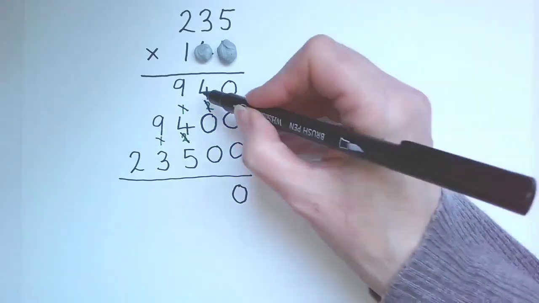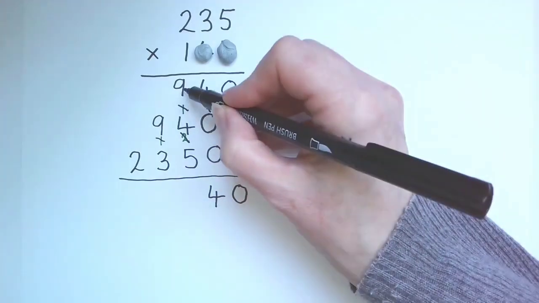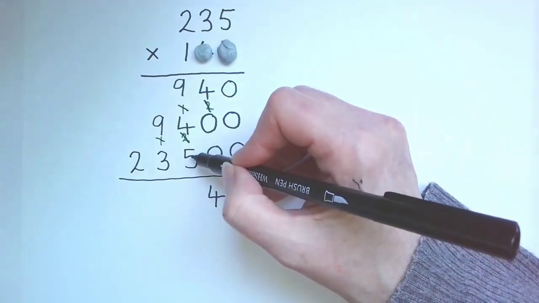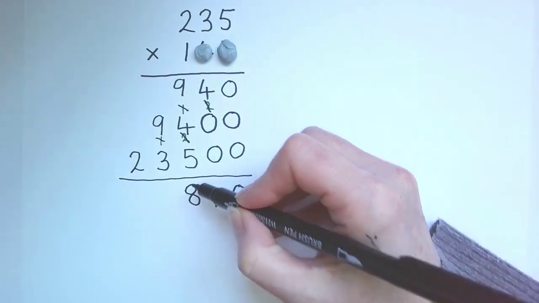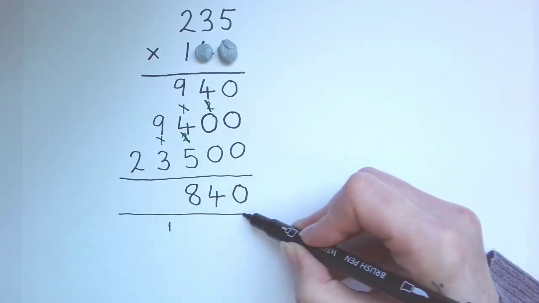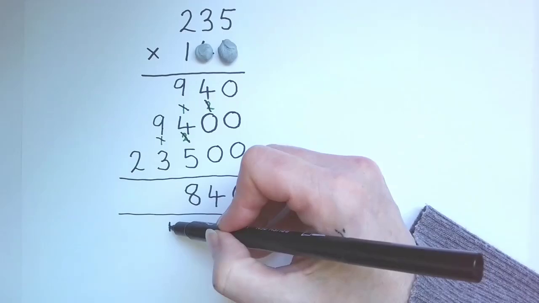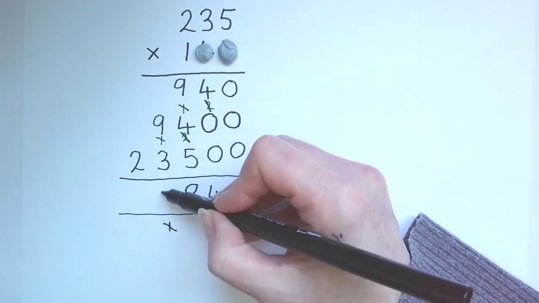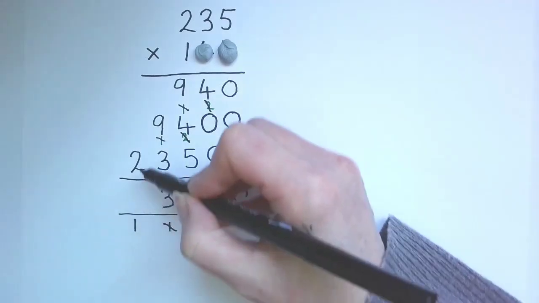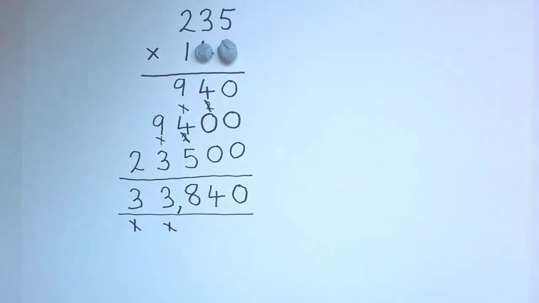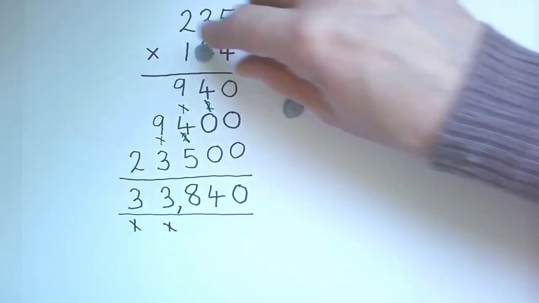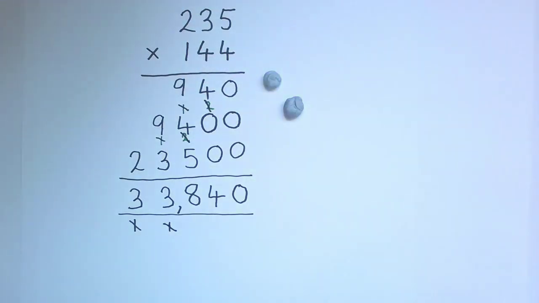0 in my ones. I've got 4 tens. I've got 9. Well, 5 plus 4 is 9. So 9 plus 9 is 18. 9 plus 1 more would be 10. Plus 3 is 13. And then 2 plus 1 is 3. So if I put the comma in my number, I can see my answer is 33,840.